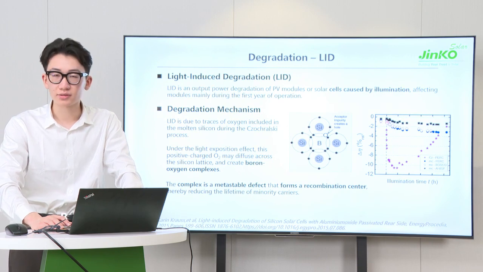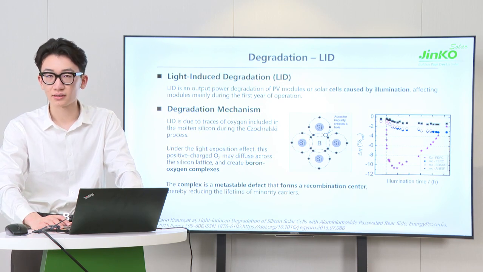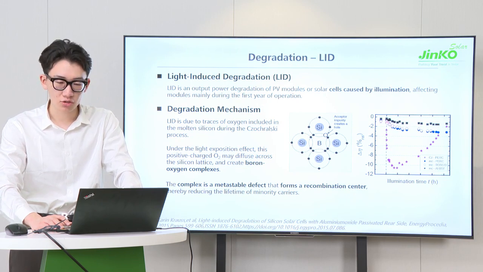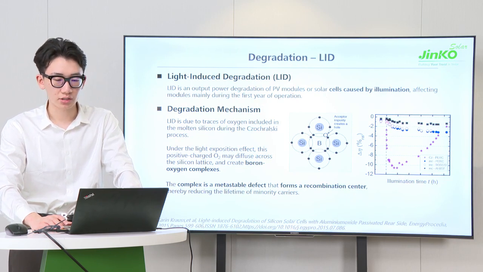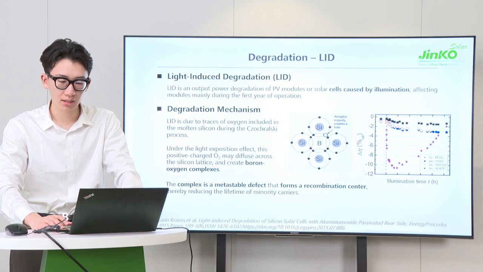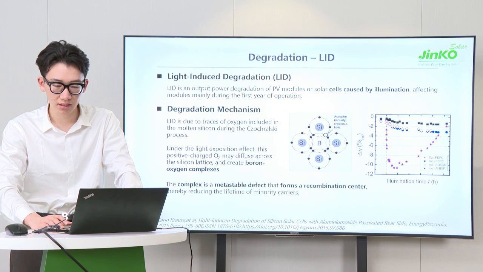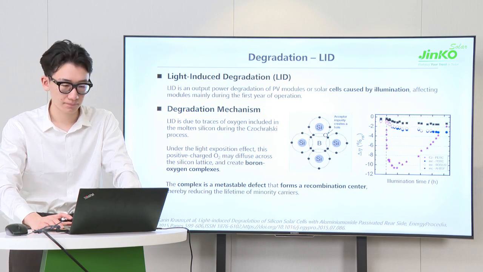However, the N-type cell uses phosphorus-doped silicon wafers as a substrate, so there is less P-type material in the P-N junction, so there are fewer boron-oxygen complexes. Because of this, LID has no significant impact on the N-type cell.